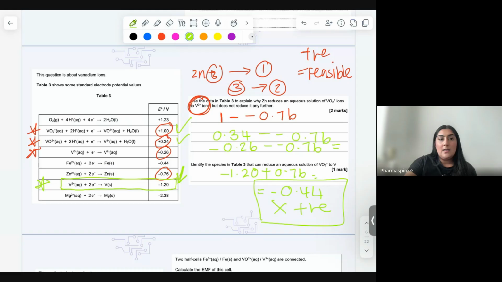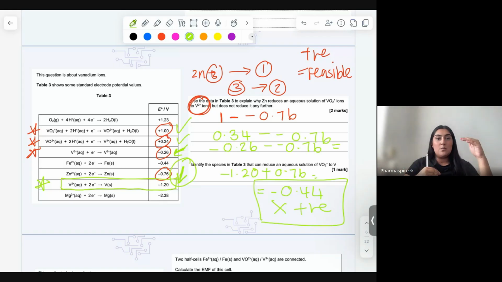Well, I would say the reaction between V2+ and 2e- to V solid has an overall EMF of minus 0.44, and this one has an overall EMF of 0.5. So you're going from something that's feasible, and the reason why it stops is because this step is no longer feasible. Does that make sense of why I did that?